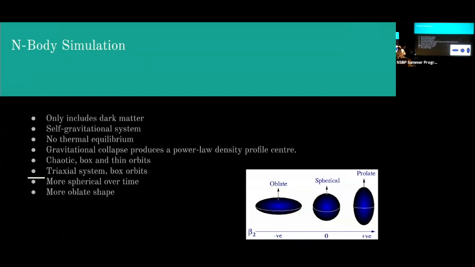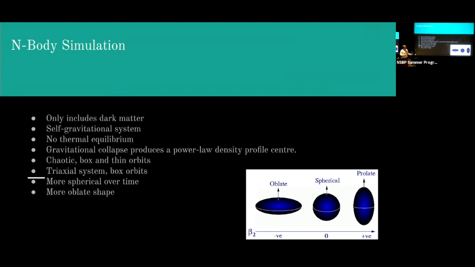It's a self-gravitational system. And in both these systems, I guess not in the baryons, but usually with dark matter, the thermal energies are negligible, so we don't really account for that. So in this system, we just say there's no thermal equilibrium. There's a gravitational collapse that produces a power law density profile in the center. It's a more chaotic system, so more random kind of movements. There are box and thin orbits. It's more of a triaxial system, so you've got your axes, your X, Y, and Z. And it becomes more spherical over time, and it's a more oblate shape. So if you need to refresh your shapes, or if you just don't know them, I've got them over here for y'all. Okay, so now we're going to start our simulations.